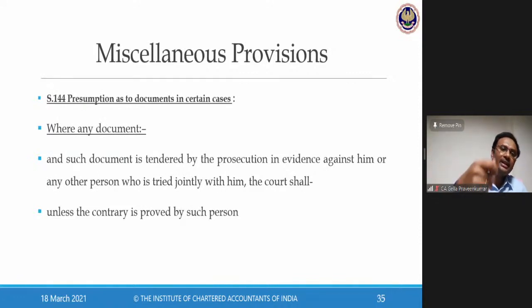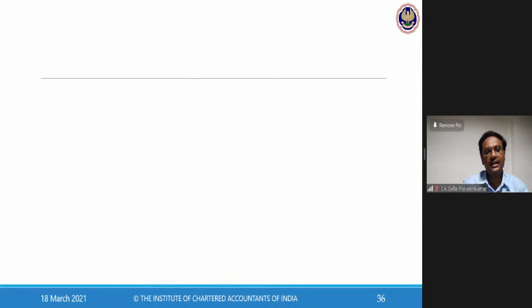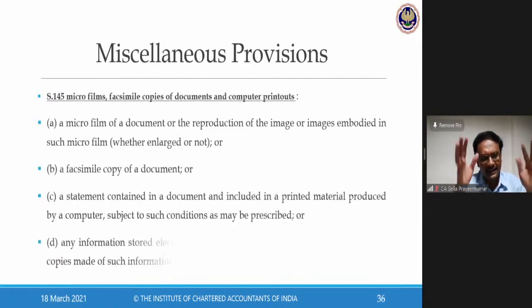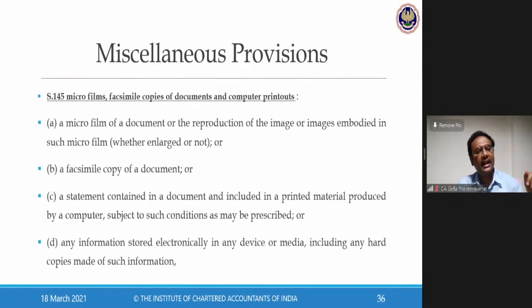Reason: when a document is given, with the seal and signature of a particular person, you have to demonstrate to the government authority that it is not your document. What evidence do you have? When you have given the documents, you need to prove that these documents were either provided by you or not provided by you. If you don't have any evidence to prove that these documents do not belong to you, then the authority concerned will set aside those documents. Fantastic provision. In the electronic era, section 145 is one of the fantastic and fine-tuned provisions.